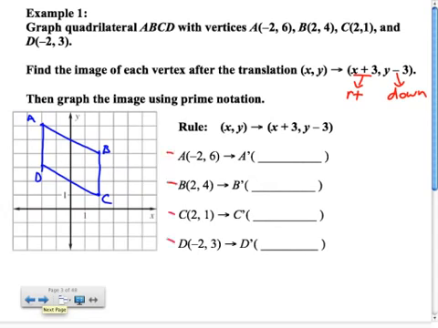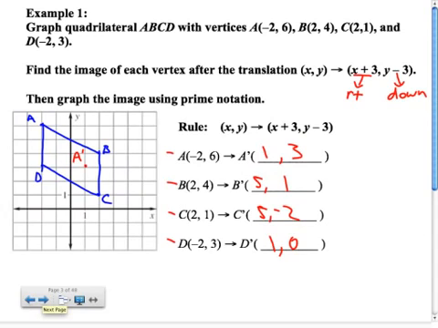So when I add 3 to my x, I get +1, comma, and then I have to subtract 3 from my y, so I get 1, 3. If I look at my B, add 3 to my x, subtract 3 from my y, add 3 to my x, subtract 3 from my y, add 3 to my x, subtract 3 from my y. Those are my 4 new vertices. All right, so I plot the point 1, 3. That guy there is A prime.